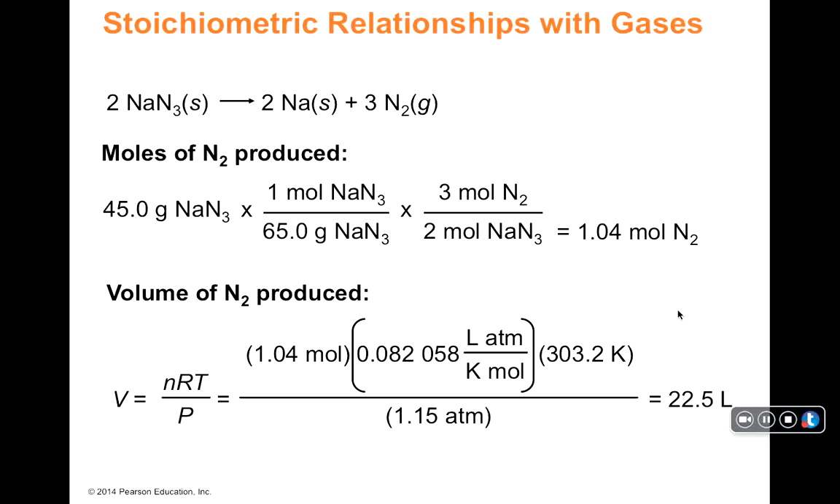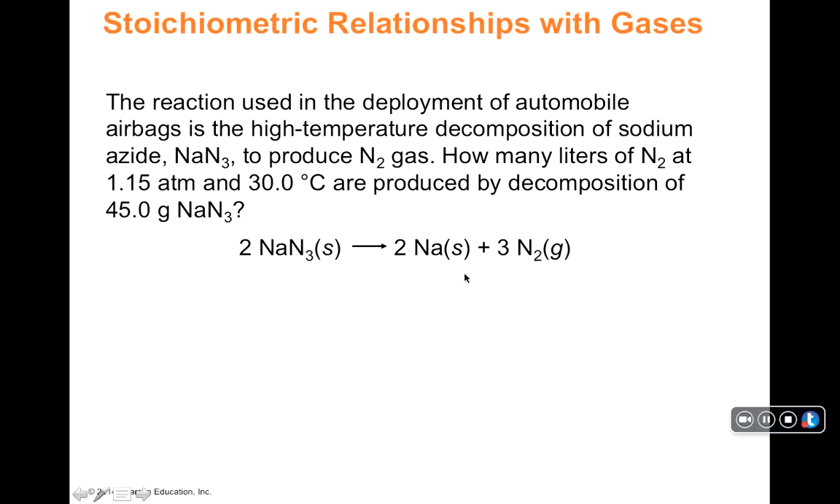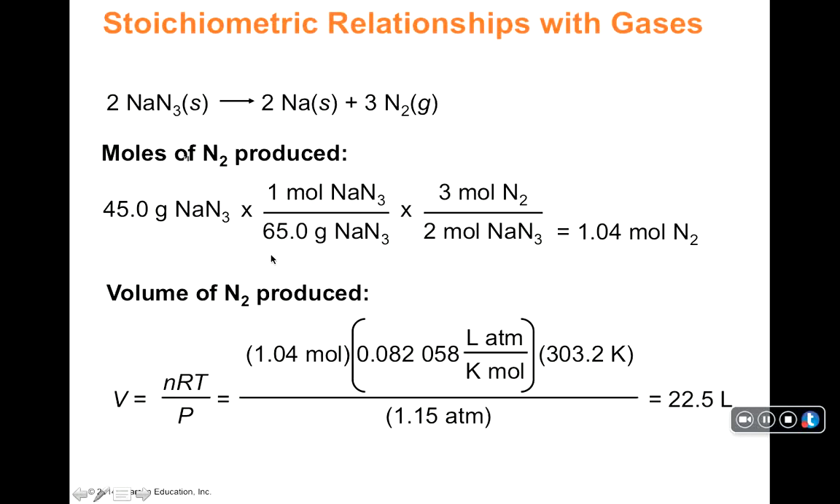So again, first figuring out the moles of nitrogen produced, we take the mass of sodium azide, convert that to moles, that's the first conversion factor here. And then we take the molar ratio from the balanced chemical equation that said that 3 moles of nitrogen gas are going to be produced from 2 moles of sodium azide. That gives us 1.04 moles of nitrogen gas.